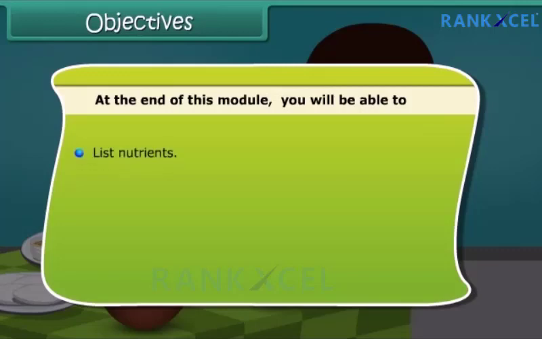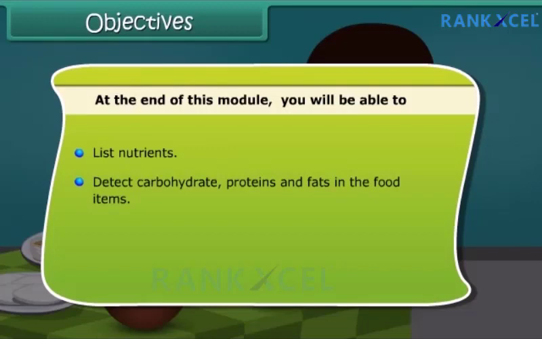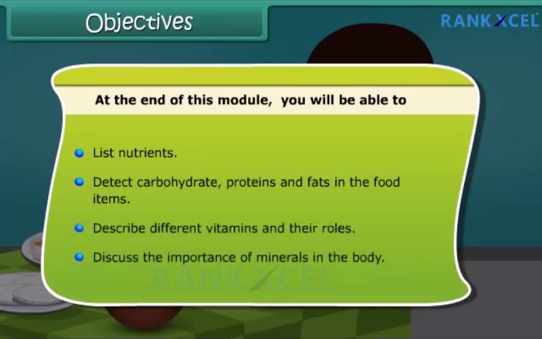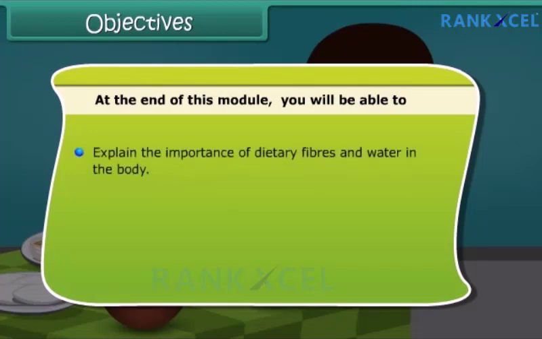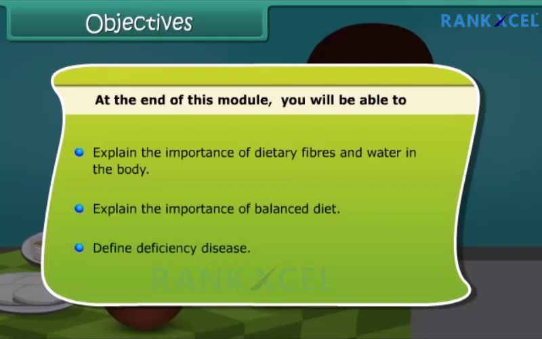You'll be able to list nutrients and detect carbohydrates, proteins, and fats in food items. You will also be able to describe different vitamins with their roles and discuss the importance of minerals in the body. In addition to this, you will also be able to explain the importance of dietary fibers and water in the body, explain the importance of a balanced diet, and define deficiency diseases.